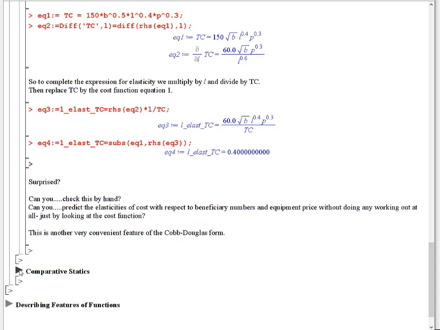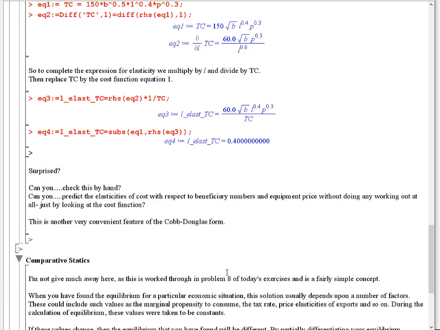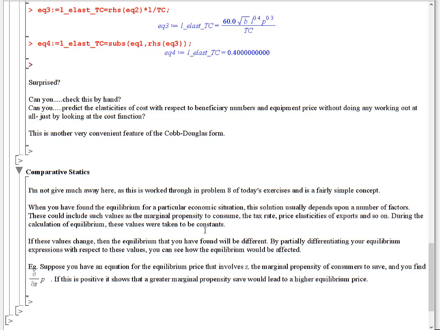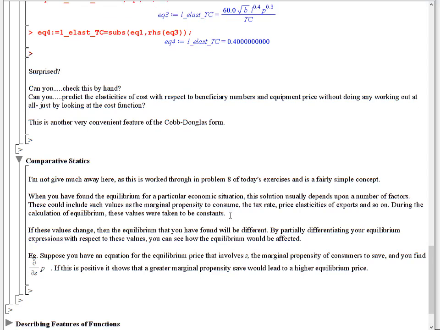Okay, before ending this video, let me just mention comparative statics, which is just another application of partial differentiation. And there's something in problem 8 of the exercises, and it's fairly simple. Whenever you've got an equilibrium or you've solved a particular equation, it could be in any branch of social science or any science actually, the solution usually depends on a number of factors. So it depends on all these kind of things. And when you've done your calculation, all that hard work getting to equilibrium, you've taken all this into consideration.